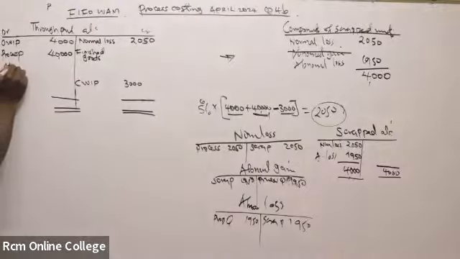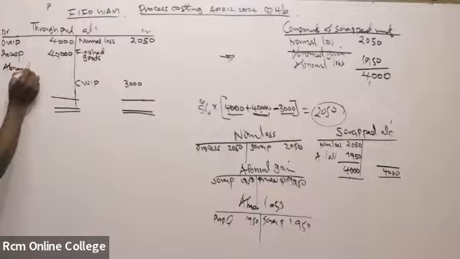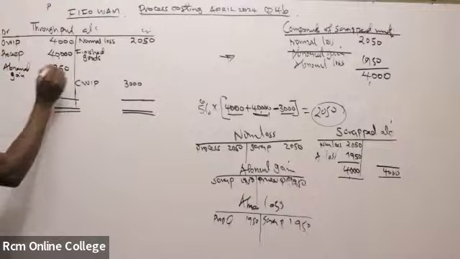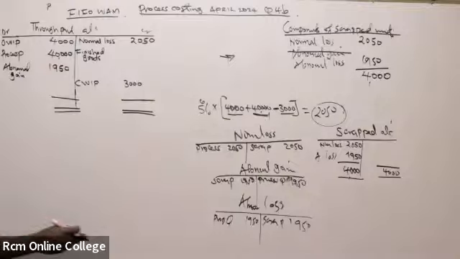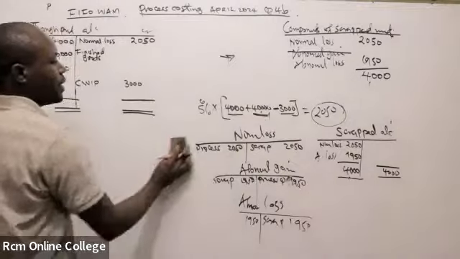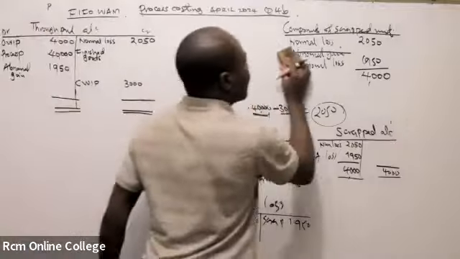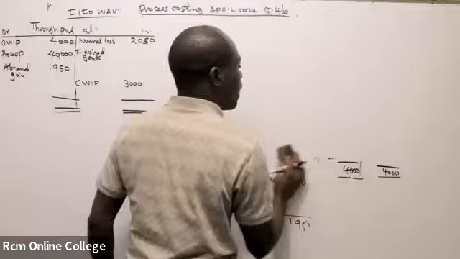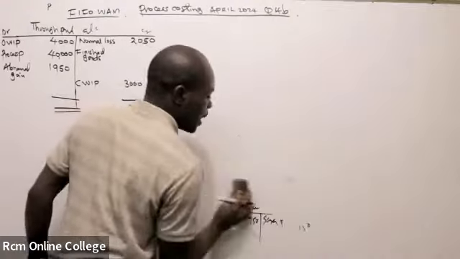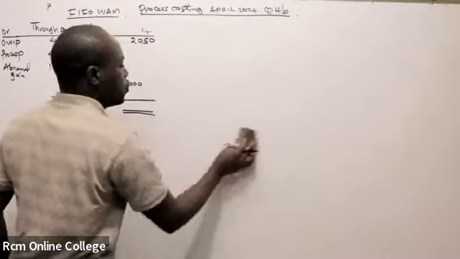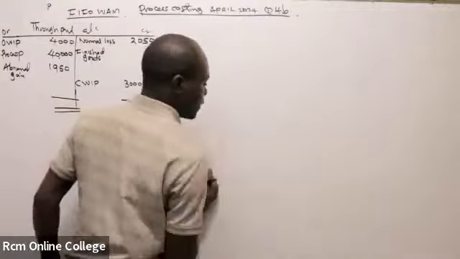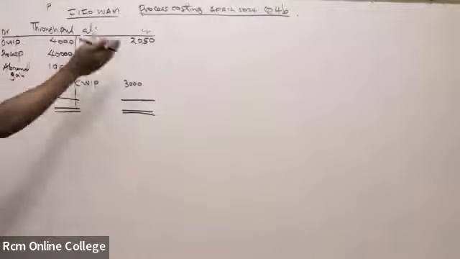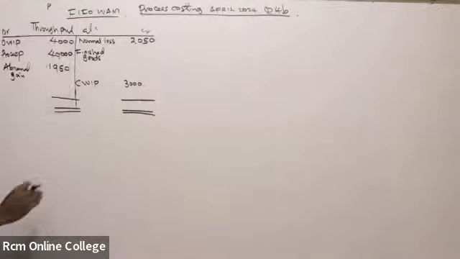Abnormal loss of 1950. But with that, the account is still not balancing. Remember, the units have to balance. So let's look at the total on the debit and also on the credit. When you add everything here, what are you getting?